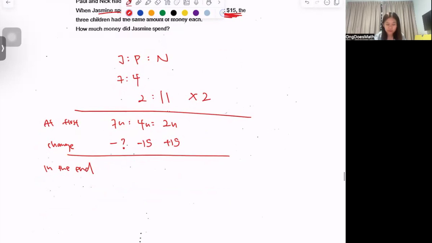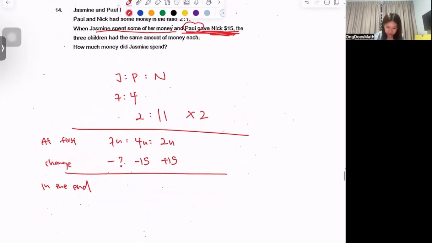So let's focus on Paul and Nick, these two guys. Paul initially started with 4 units and Nick started with 2 units. They end up with the same amount. Which means one thing we can do is collect from Paul and Nick, then redistribute them equally to Paul and Nick so that they have the same amount.